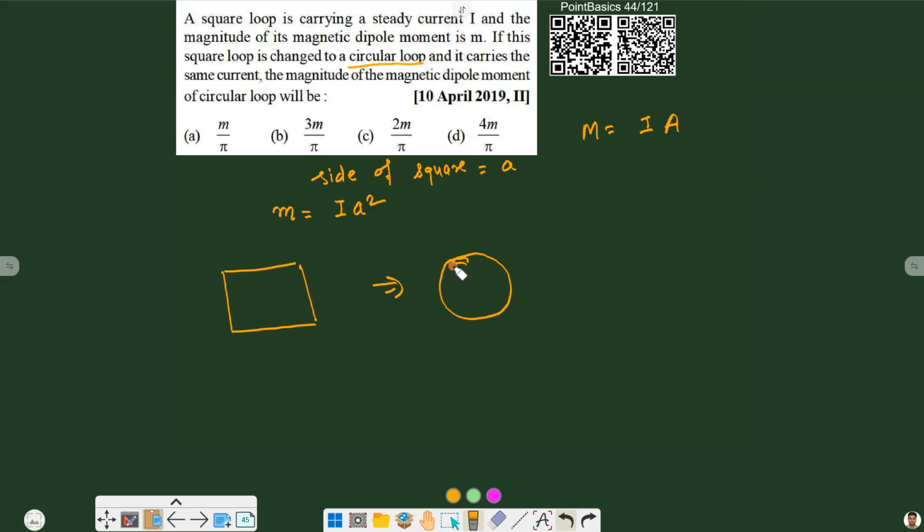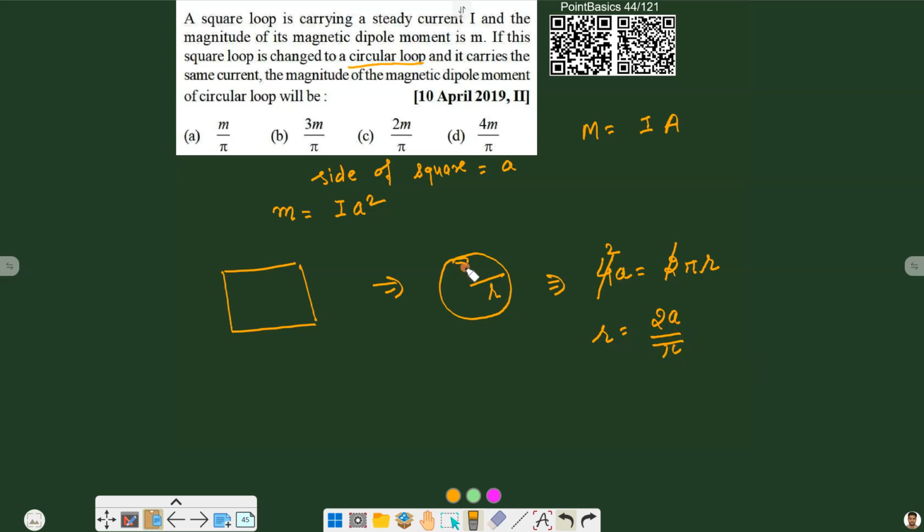So there is a quantity which will stay constant, and that is the perimeter. The perimeter of this square will be equal to the circumference of this circle. So we can say 4a is equal to 2 pi R, where R is the radius of this circle. And from this, the radius of the circle comes out to be 2a by pi.